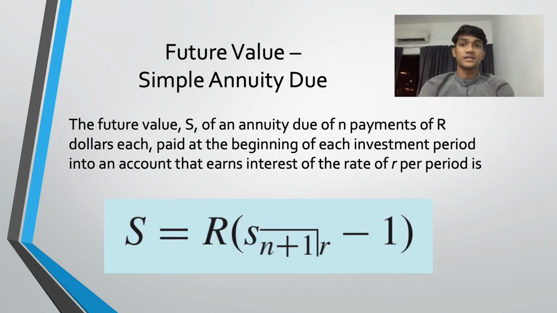Simple annuity due. As you can see in the formula, the future value, which is S, of an annuity due of payments of $R each, paid at the beginning of each investment period into an account that earns interest at the rate I.